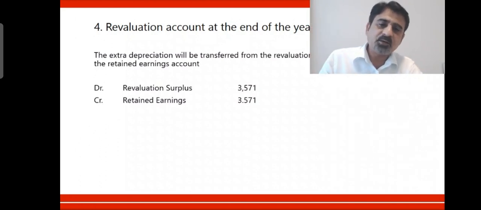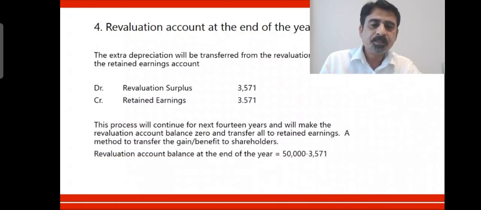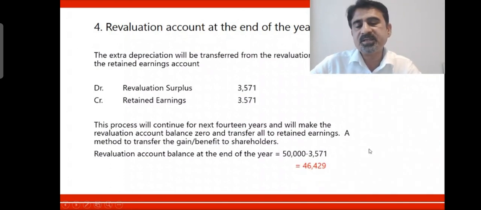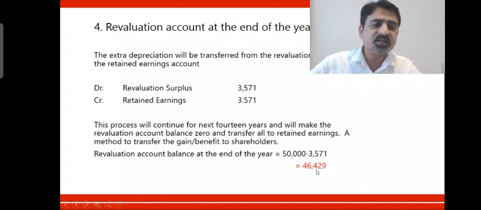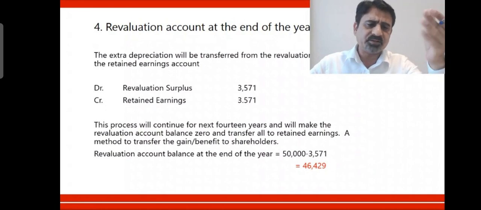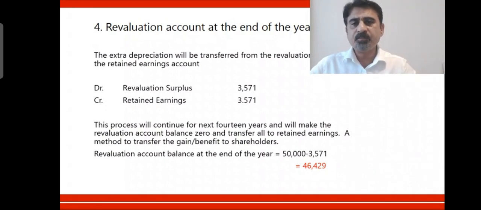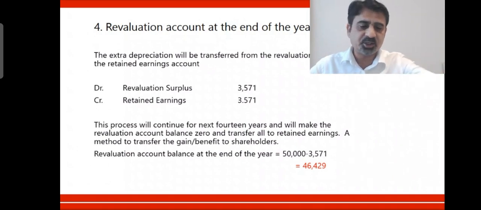So at the beginning of the first year, it was 50,000. At the end of the first year we subtract 3,571 and the balance will become 46,429. So at the end of the 7th year it is 46,429. At the end of the 8th year it will be further something like 43,000 or 42,000, and in the next 14 years it becomes 0, and slowly and gradually this 50,000 you will transfer to retained earnings and shareholders can take it as dividends.